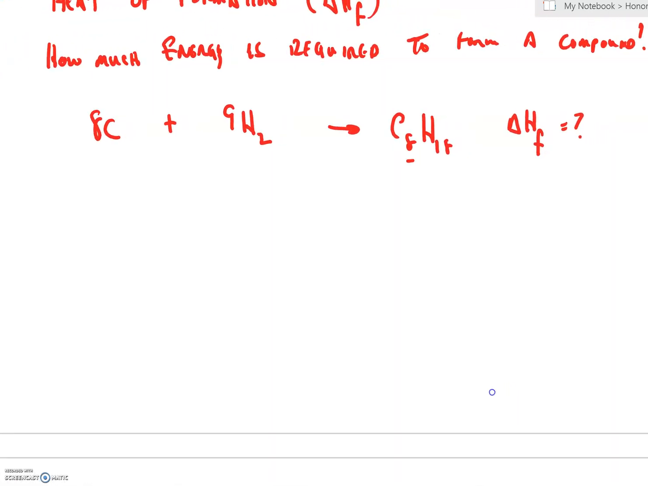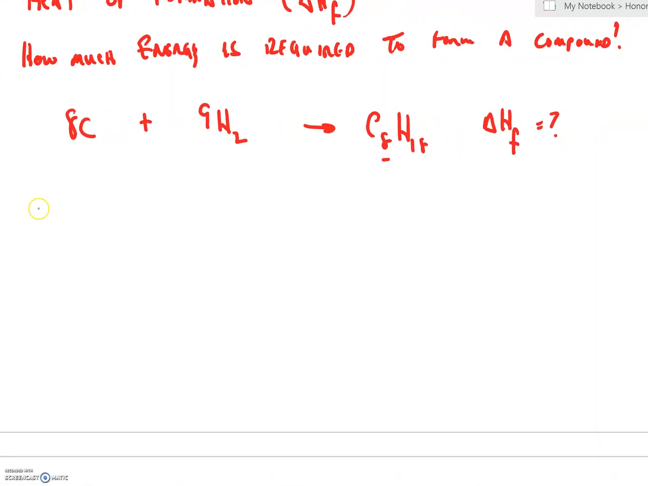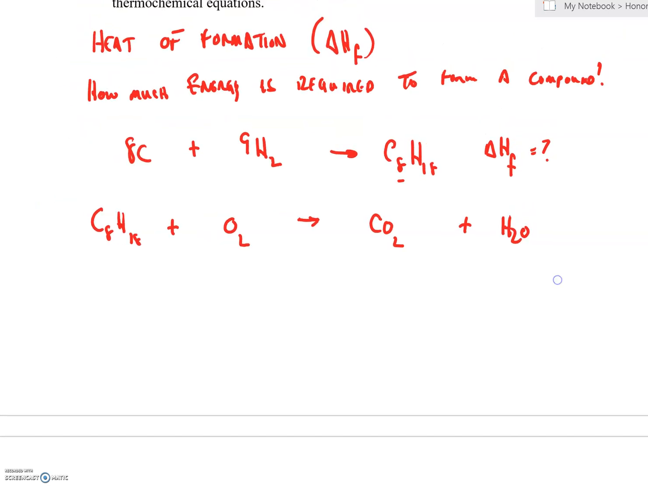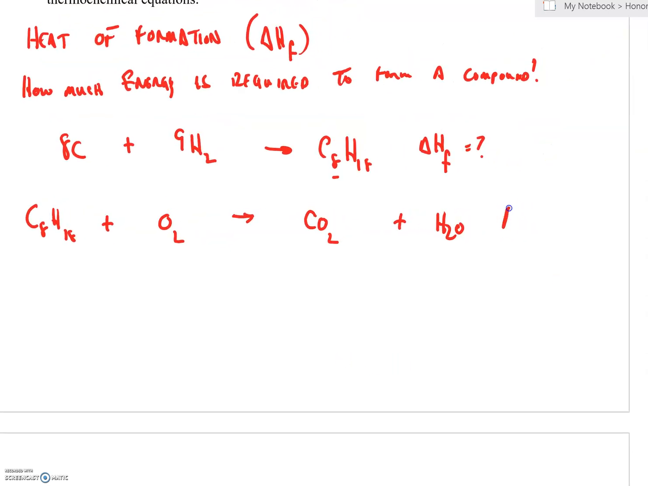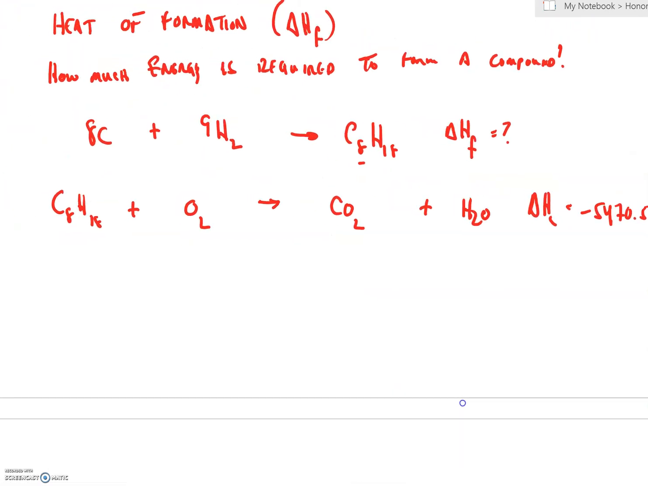Well, here's what the combustion of octane looks like. Remember that anytime we have a combustion reaction, we're combining it with oxygen, and that the products of a combustion reaction are always CO2 and H2O. And we know that the enthalpy of combustion, delta HC, is negative 5,470.5 kilojoules per mole. Got that right from this table.